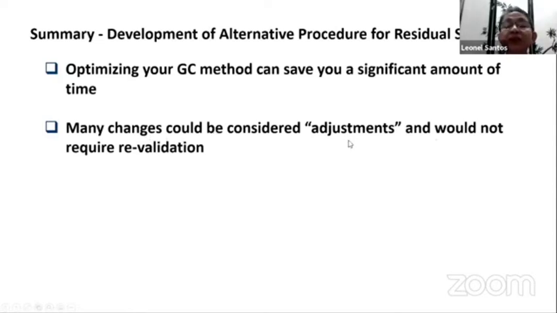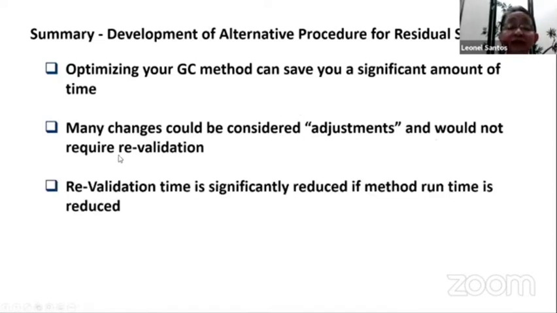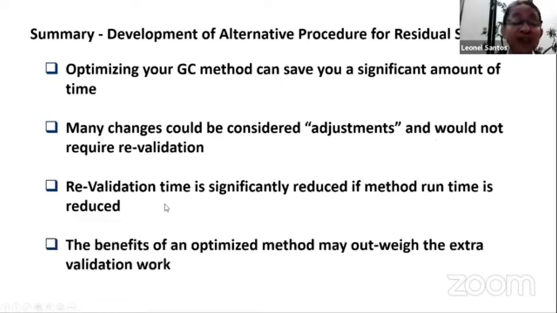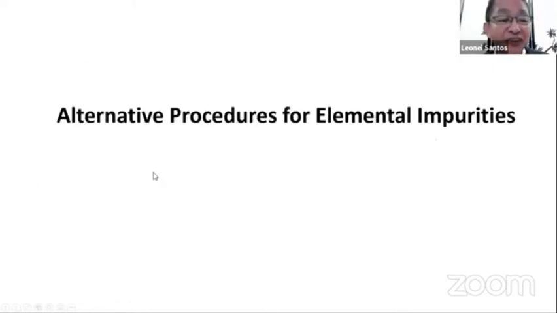as an adjustment to the 467 General Chapter, but some may require revalidation, and revalidation time is significantly reduced if your method runtime is also reduced. The benefit of an optimized method may outweigh the extra validation work.